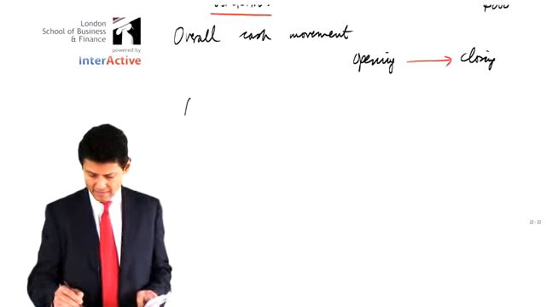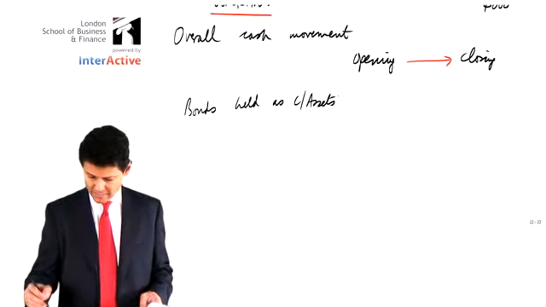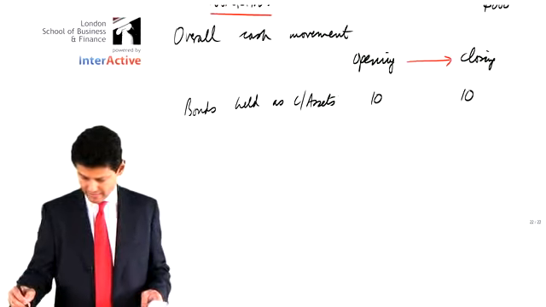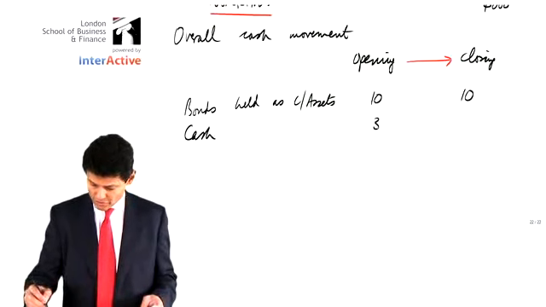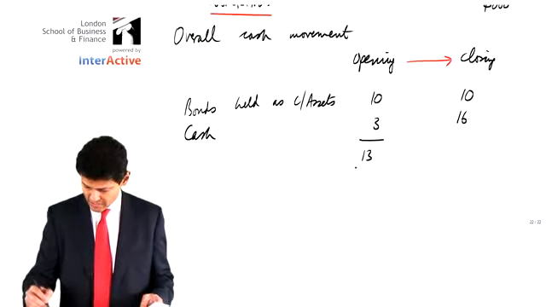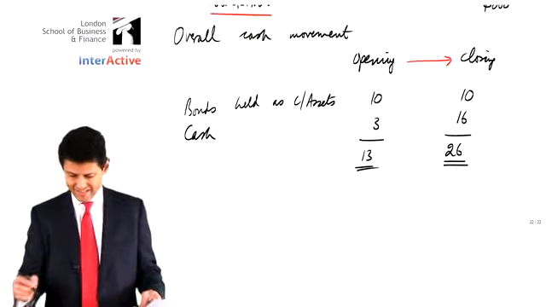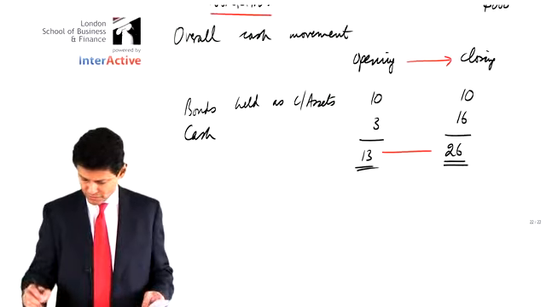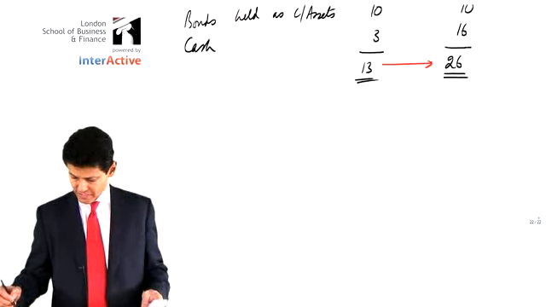Bonds held as current assets is 10 and 10. Then you have your cash, which is 3 and 16. So this is 13 and this is 26. And so the gap between these two is clearly an increase in cash of 13.